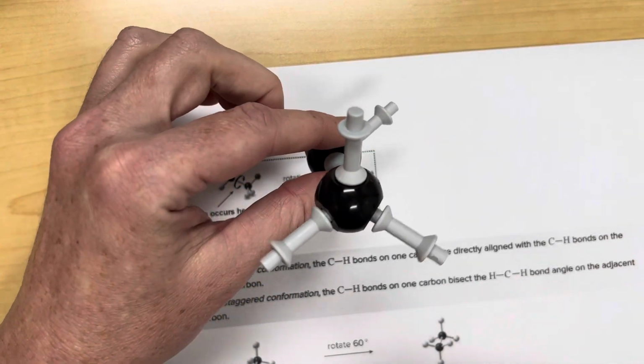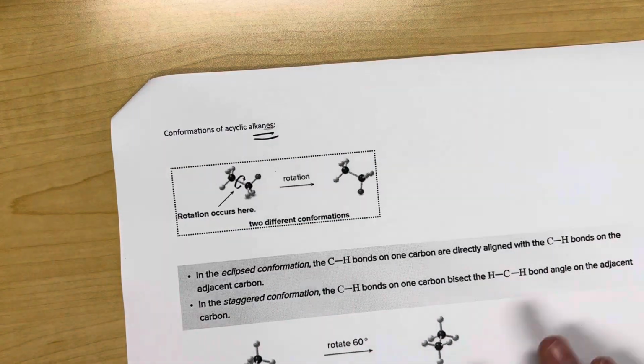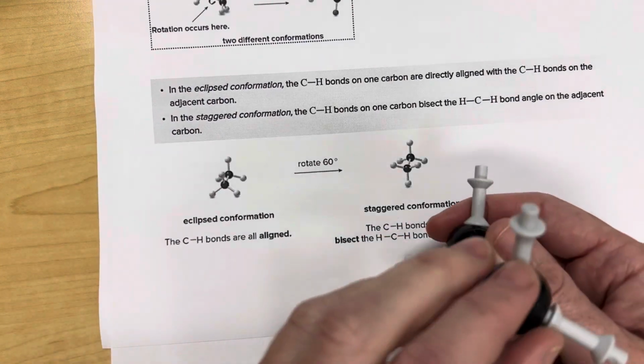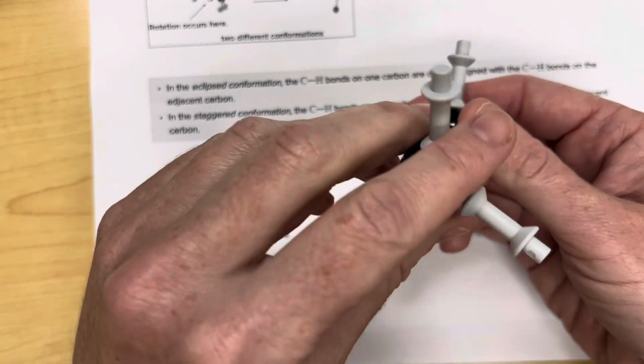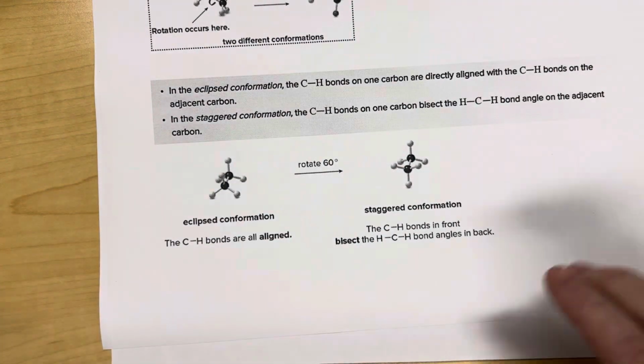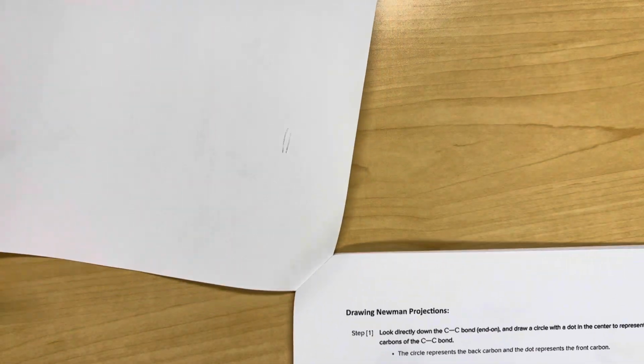And so it's at an angle. All right, so kind of like we just showed you, this is the eclipse. All the carbon-hydrogen bonds are aligned, and staggered is they bisect each one. So get used to that terminology. You'll be using it a lot.